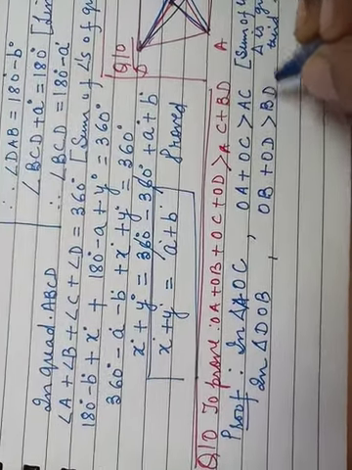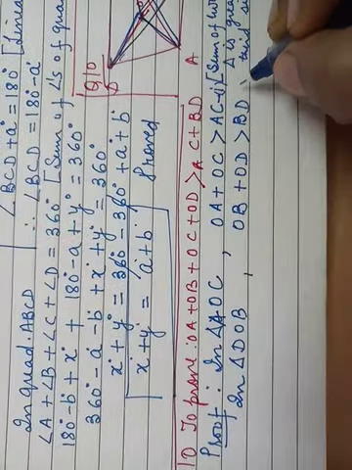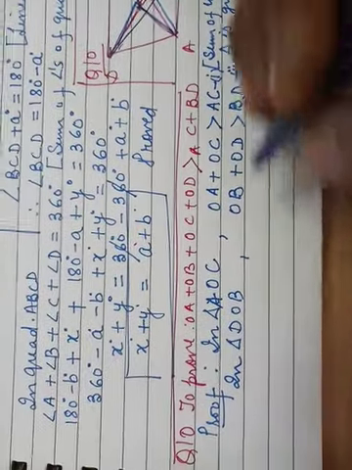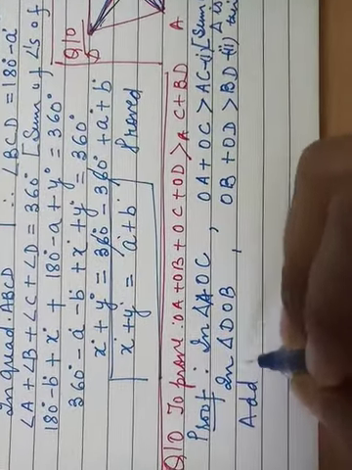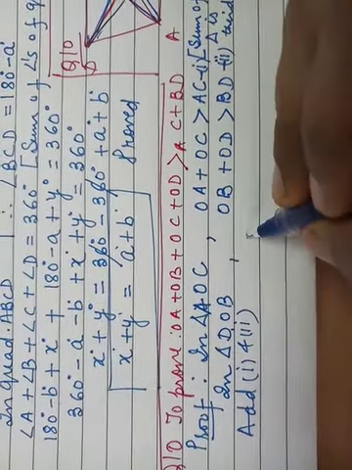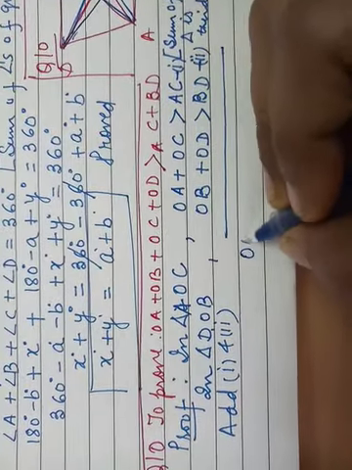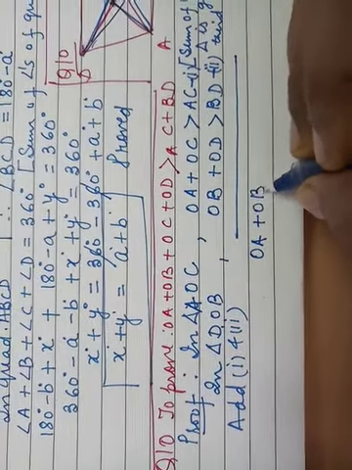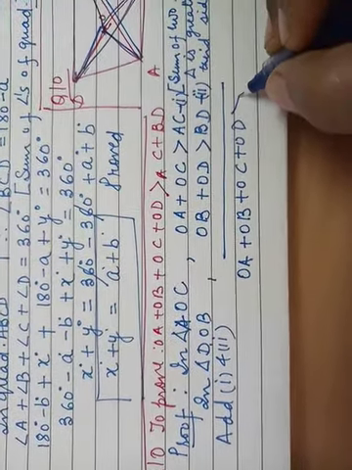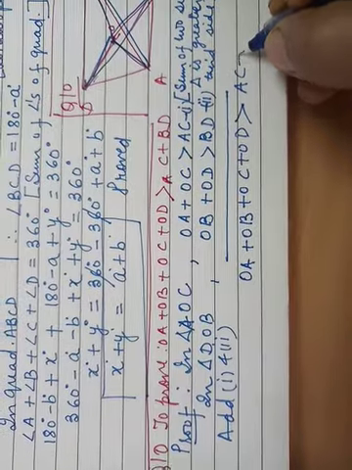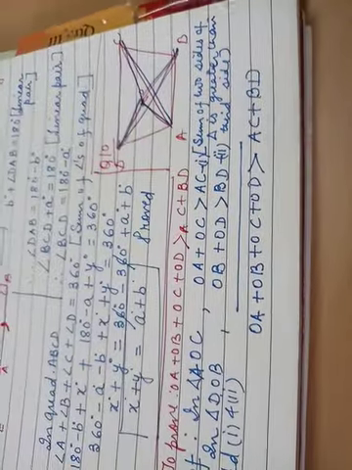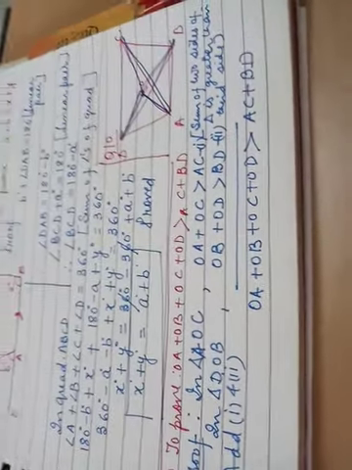This is the first inequation. This is the second inequation. The reason is the same for both. Now we'll add the first and second inequation. So what will you get on addition? OA plus OB plus OC plus OD is greater than AC plus BD. So this way we have completed the solution of question number 10.